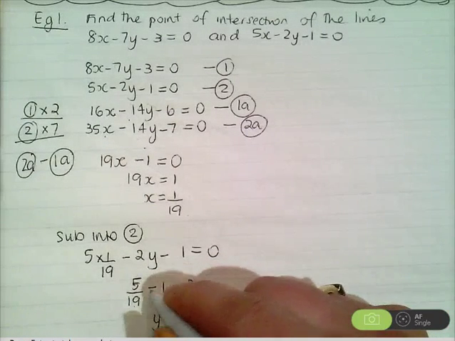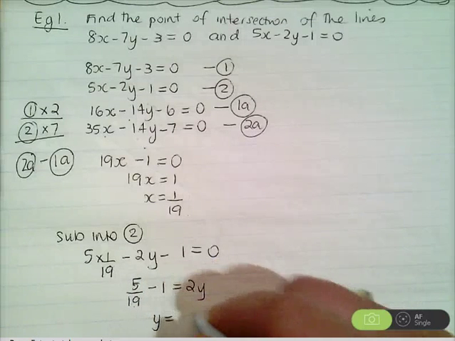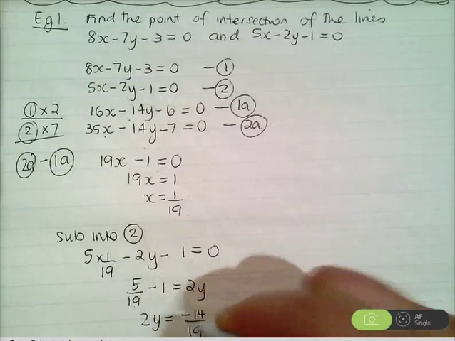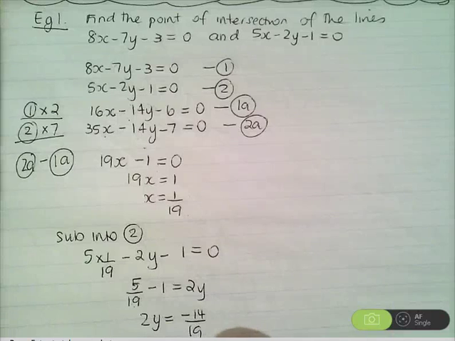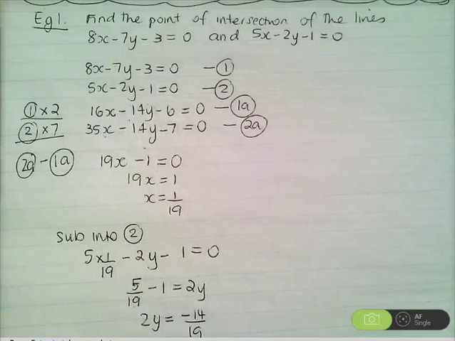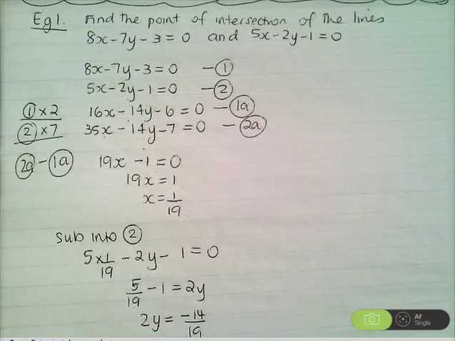which is 5 over 19 minus 19 over 19. That's negative 14 over 19. That's what 2y is. So 2y is negative 14 over 19. Now dividing that by 2, we get negative 14 over 38, and that can be simplified to negative 7 over 19. Okay, so that's the solution to that equation. So therefore the point of intersection is 1 on 19, negative 7 on 19.